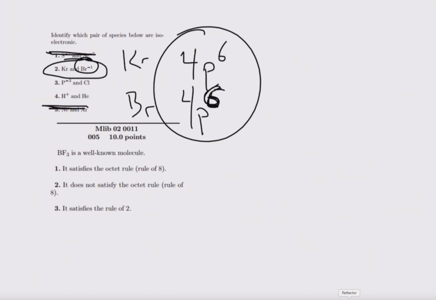Right? P3- and neutral chlorine are not the same. Hydrogen ion and helium are not the same. Krypton and bromine with a -1 charge, or bromide is actually what we would call that ion, are the same.